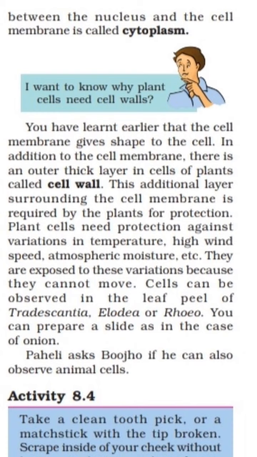This additional layer surrounding the cell membrane is required by plants for protection. That we already learned. Why is this additional layer provided? For protection. How? We will see. Plant cells need protection against variation in temperature, high wind speed, atmospheric moisture, etc. They are exposed to these variations because they cannot move.